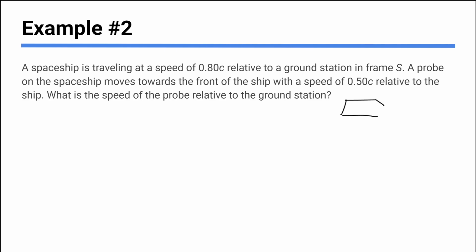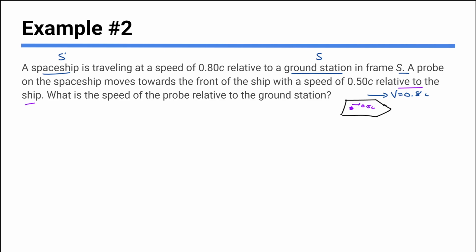I think a sketch will be good for this. My beautiful spaceship here. The spaceship is moving 0.8 c. That's going to be v, relative to a ground station of frame S. So that's the speed of S prime relative to S, where S prime is my spaceship. So let's label this. Now I got a probe moving towards the front of the ship. Inside of here, there's a little probe, and here goes 0.5 c forward relative to the ship.